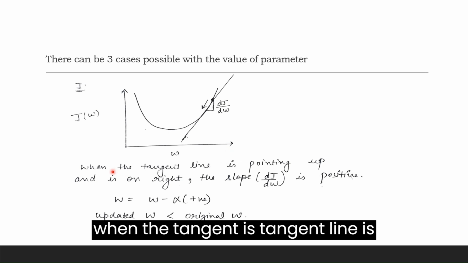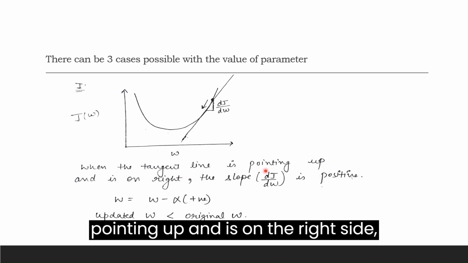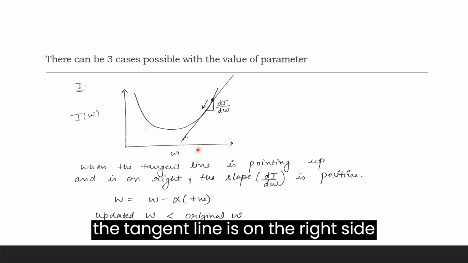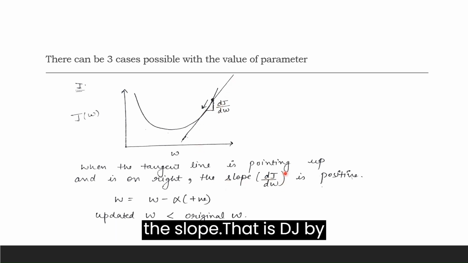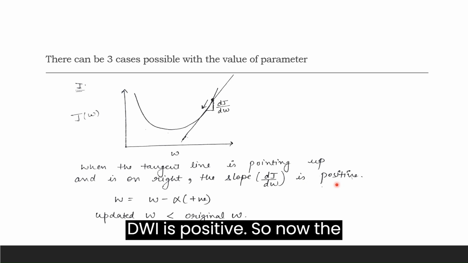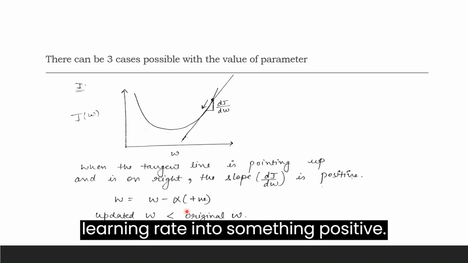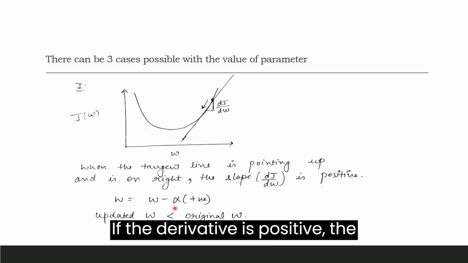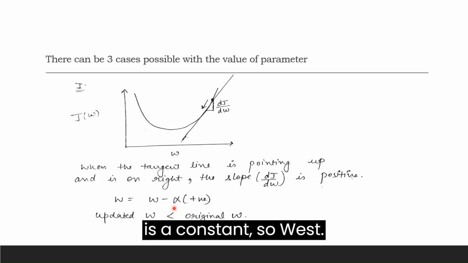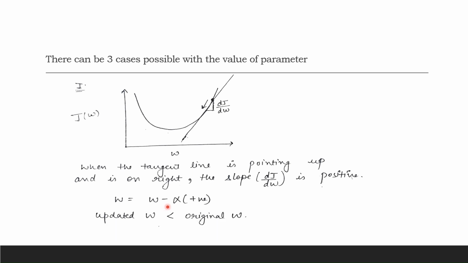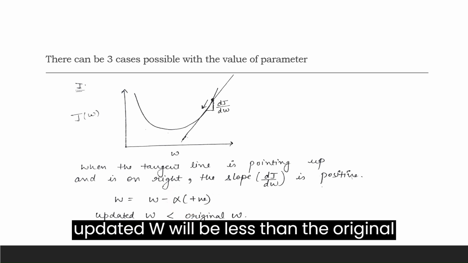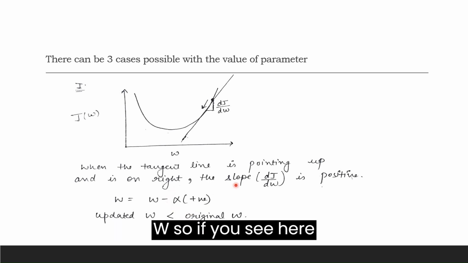And when the tangent line is pointing up and is on the right side, the slope, that is dJ by dw, is positive. So now the equation w = w - learning rate * something positive. If the derivative is positive, the learning rate is always positive as it is a constant. So w minus this positive value, so the updated w will be less than the original w.